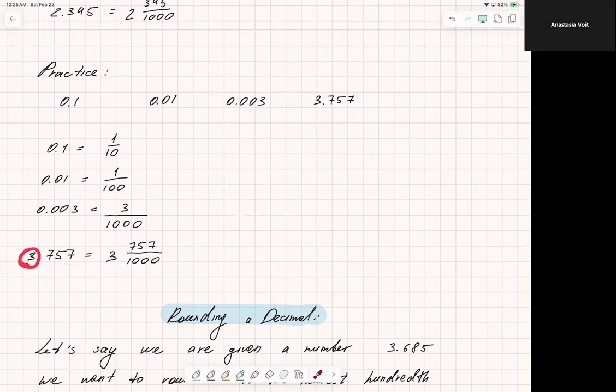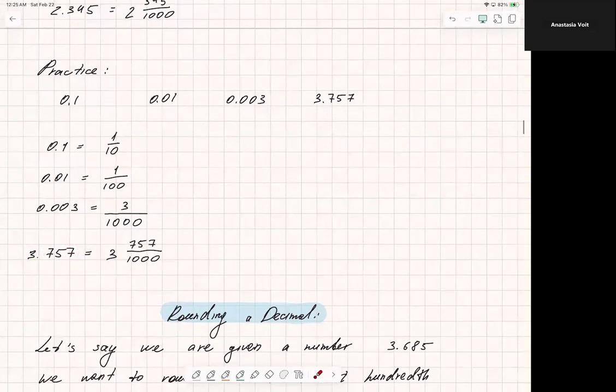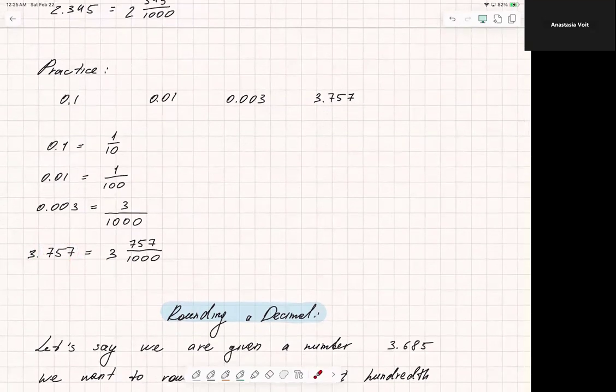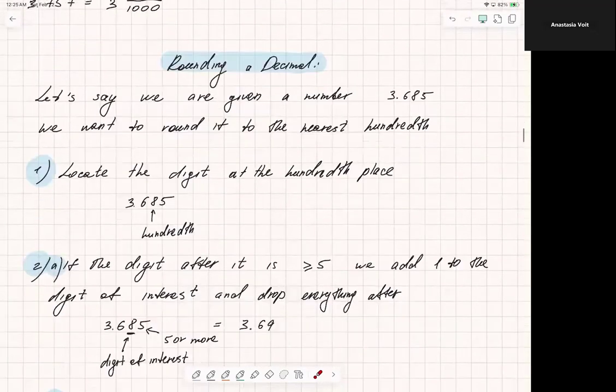3.757. First of all, 3 is a whole number that is on the left side of the decimal point, so we just keep it unchanged. We just leave it as it is. And then we look at 757, right? So the last 7 is located at the thousandths place. So we would have a denominator 1,000, and the numerator would be 757. Okay? All right. So now let's go to rounding decimals.